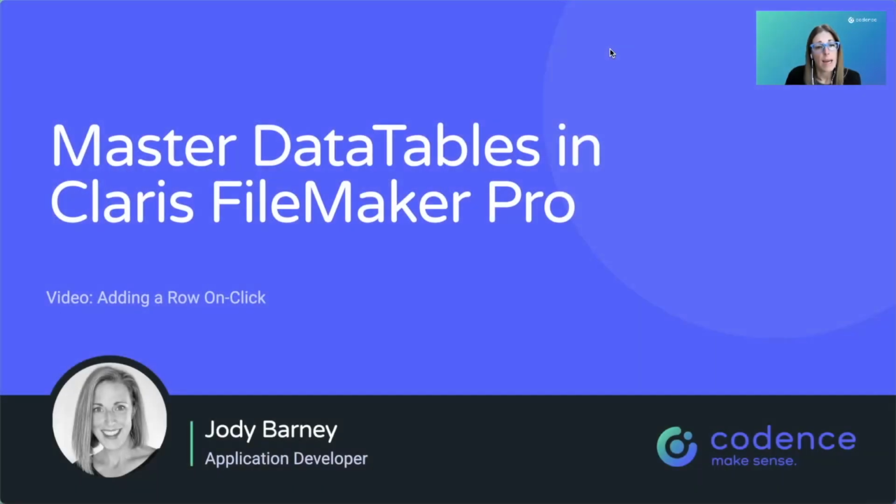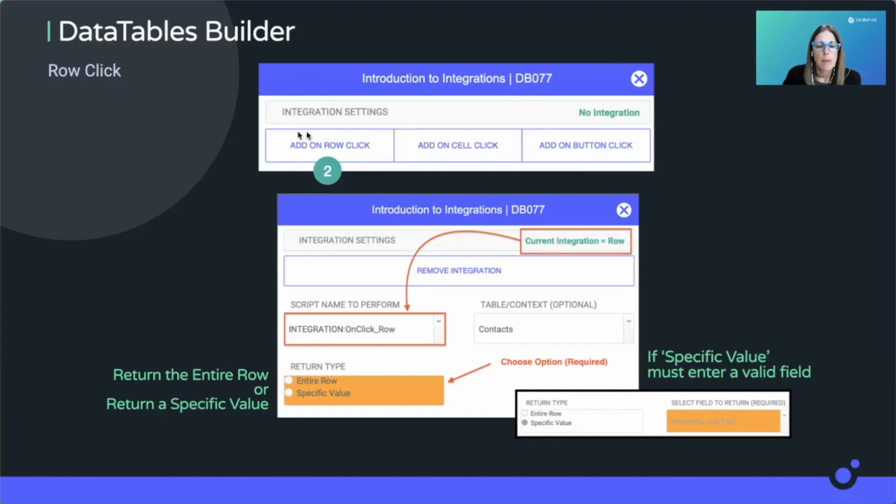Let's look at the adding on row click functionality. What we're talking about is when we click the row, we're telling the system we're going to do a row click. It's going to automatically set this script for us that I've coded for you. And then we need to make that choice of: do we want the entire row or a specific value returned?